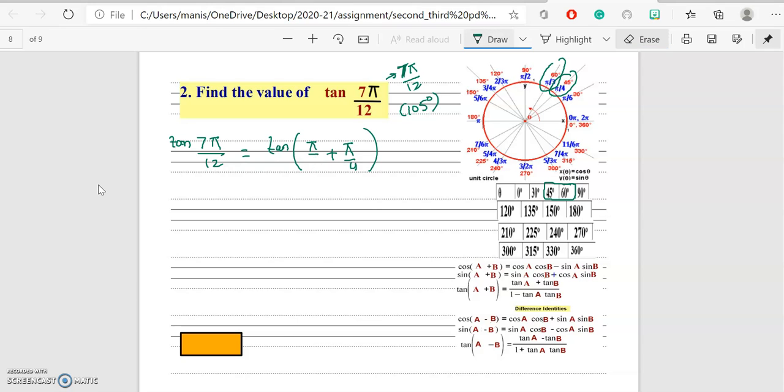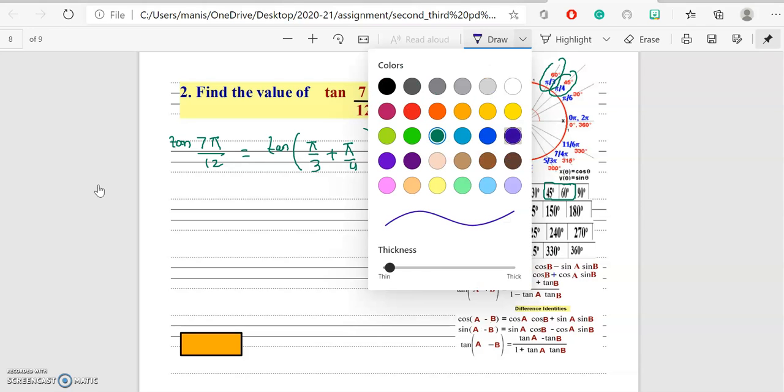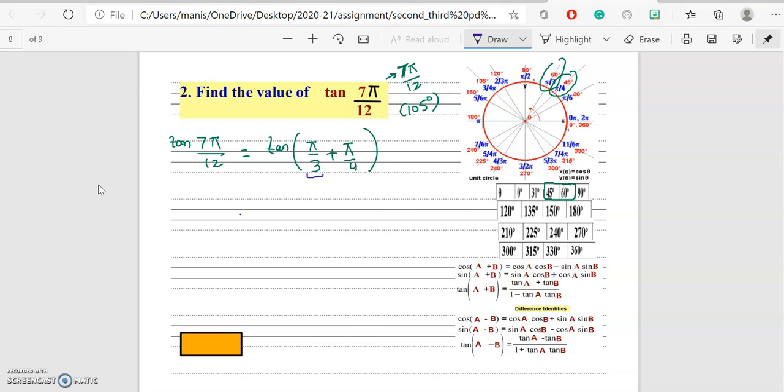Pi over 3 plus pi over 4. Now please do keep in mind, pi over 3 means 60 degrees, because we will need these values later on when we type in the calculator. Now after this, which formula will I use? Tangent of a plus b. This is the formula.